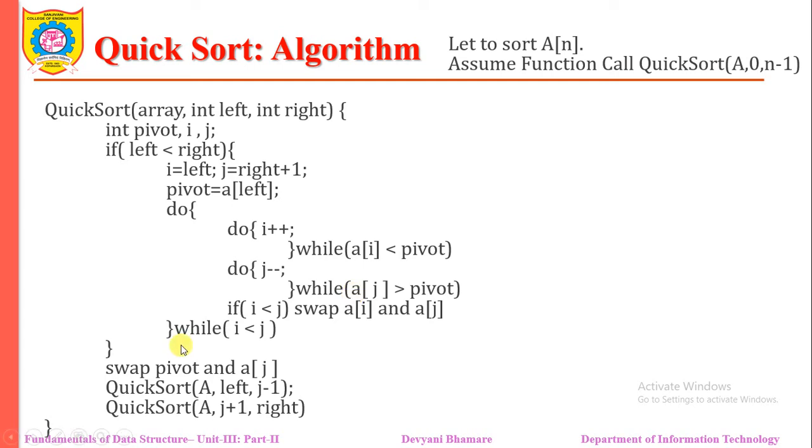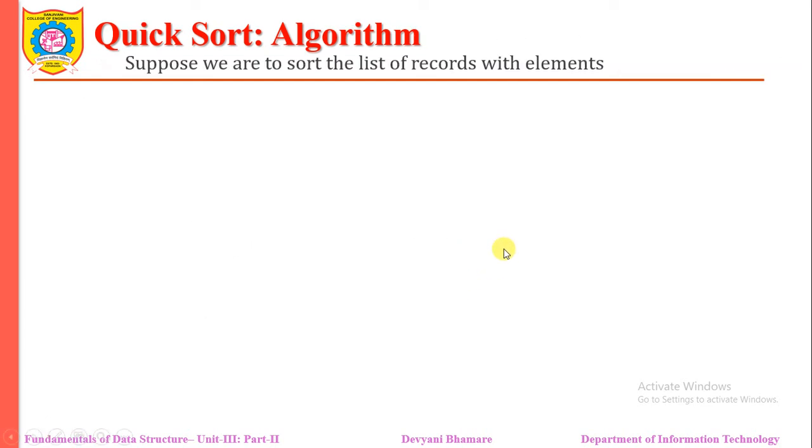Once we get that, if the index values satisfy I less than j, then A of I and A of J are swapped. Otherwise, we swap the pivot element with A of J. Then we get the quicksort calls on the array from A from left to J minus 1 and from J plus 1 to right, meaning our array is divided into two portions.